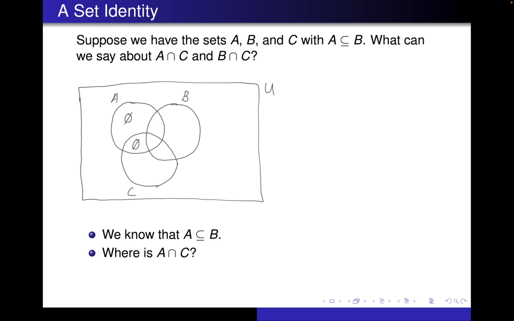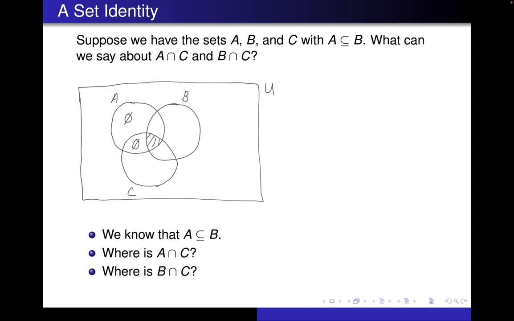So if we're looking at what A intersects C is, it's that little region in the middle there, right? That's still in A and still in B, and it's also in C, right? A intersects C, and those are the only elements that remain that are in both A and C.